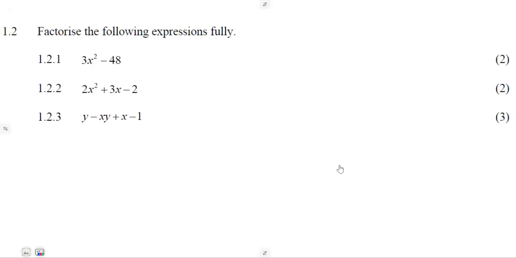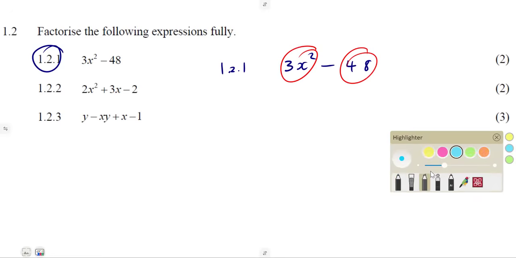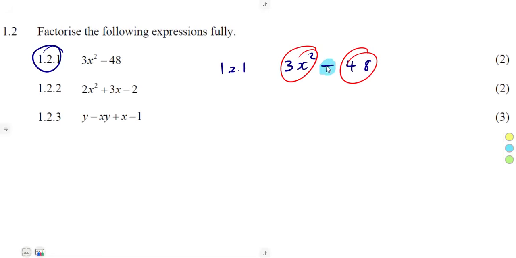1.2, we are given: factorize the following expressions fully. 1.2.1, all right? We are given 3x squared minus 48. We are supposed to factorize this fully. So let's consider what we are given. There are two terms, the first one and the second one. They are separated by the minus sign in this case here. They are separated by a certain sign. That is why we are saying there are two terms.